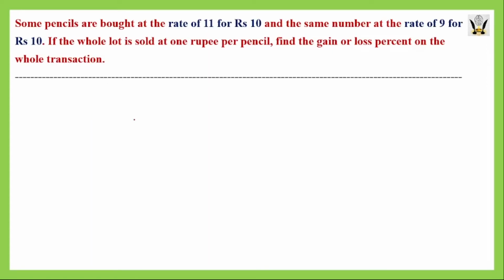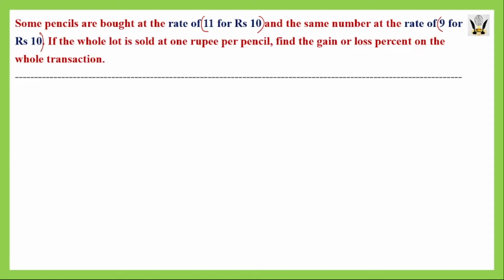Now the next problem says that some pencils are bought at the rate of 11 for rupees 10. That means 11 pencils were bought for rupees 10. Then the same number of pencils at the rate of 9 for rupees 10. If the whole lot is sold at 1 rupee per pencil, then find the gain or loss percent on the whole transaction, which we don't know yet.